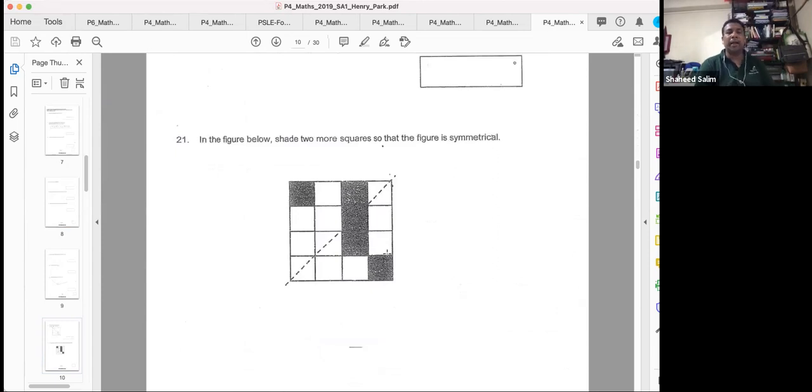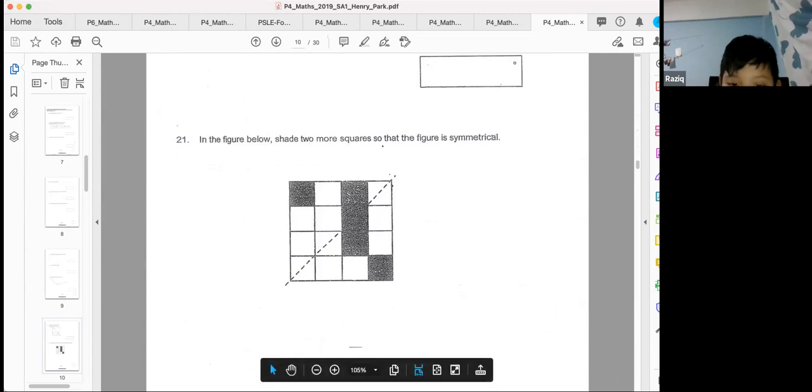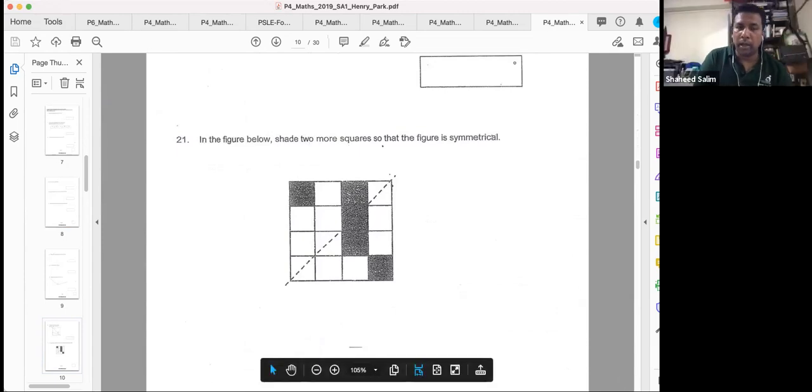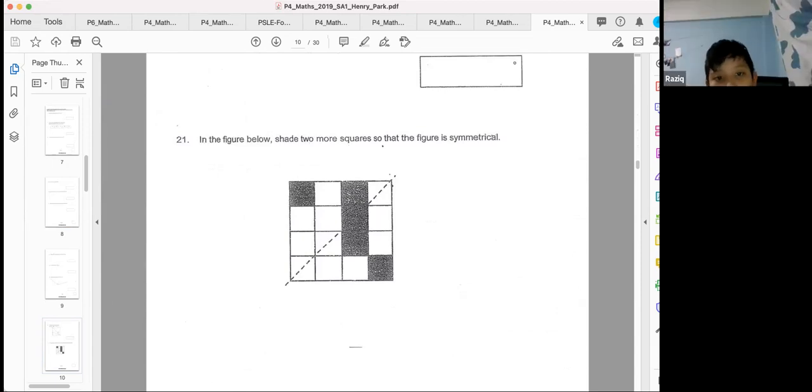This one. Shade 2 more squares. So my one will end at 6:05. I need to take a break for a while, then Faris start 6:05. Shade 2 more squares.